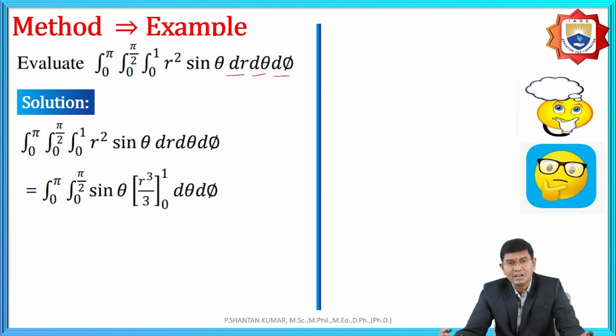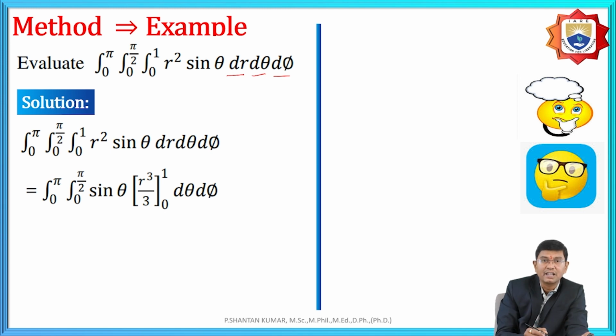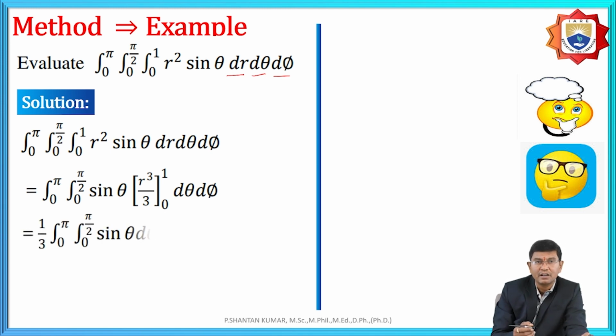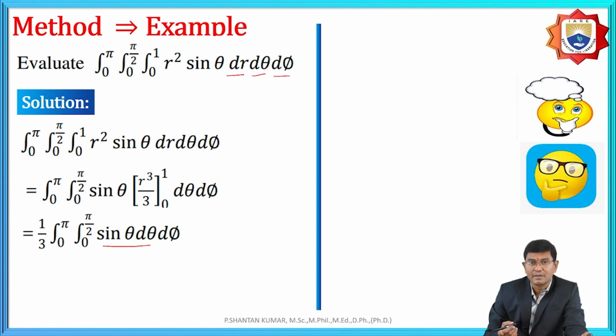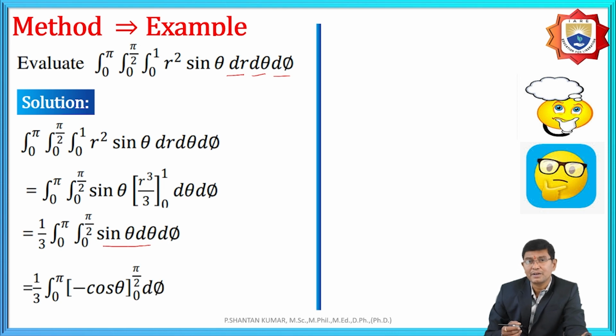Here, after applying upper and lower limits, the value is 1 by 3. We take it out as a common factor. Therefore, after taking out 1 by 3, the rest is the integral from 0 to pi and 0 to pi by 2 of sin theta d theta d phi. Now again, with respect to theta, the integration of sin theta is minus cos theta. Then we replace theta with 0 and pi by 2.